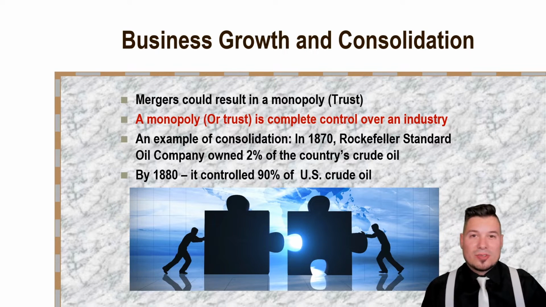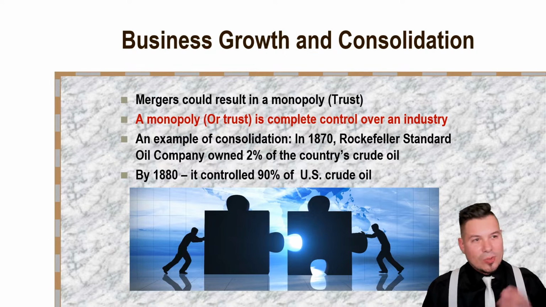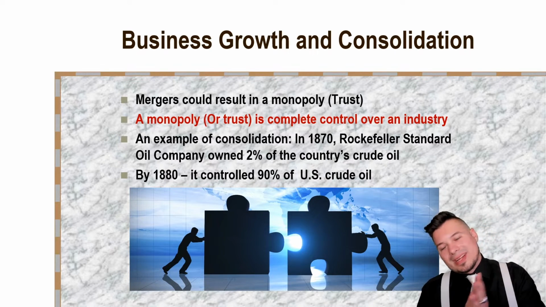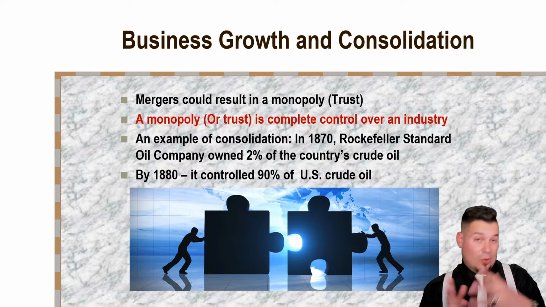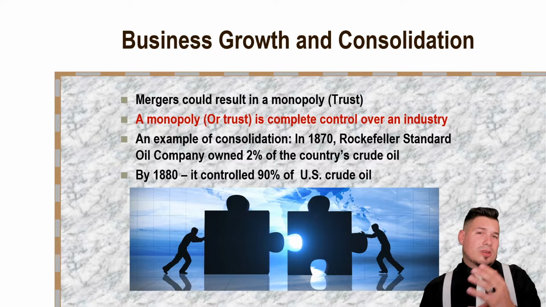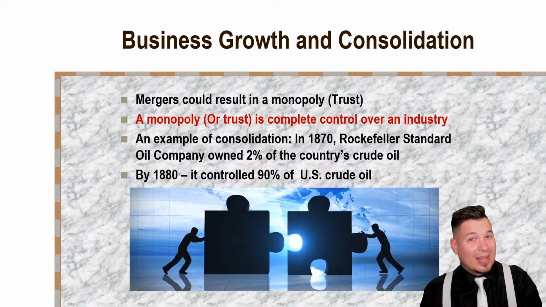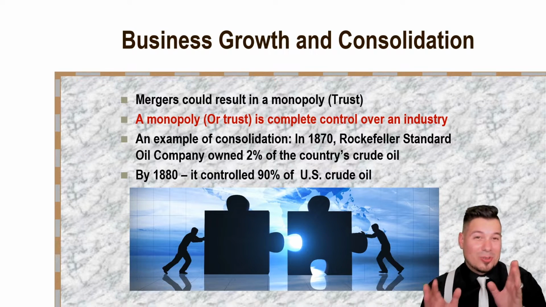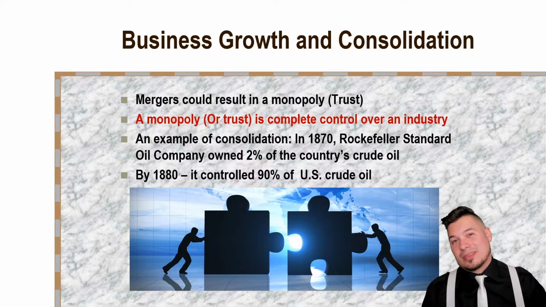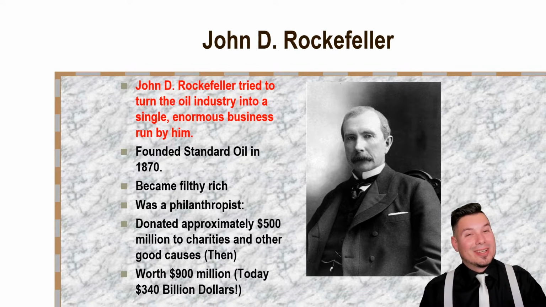Now, back in the Second Industrial Revolution, something very similar happened, with Rockefeller and Standard Oil. We're going to get into John D. Rockefeller in a moment, but his company, Standard Oil, owned 2% of the country's crude oil in 1870. By 1880, he controlled over 90%. That's in 10 years. He controlled over 90% of the U.S.'s oil. That's huge. And here he is.